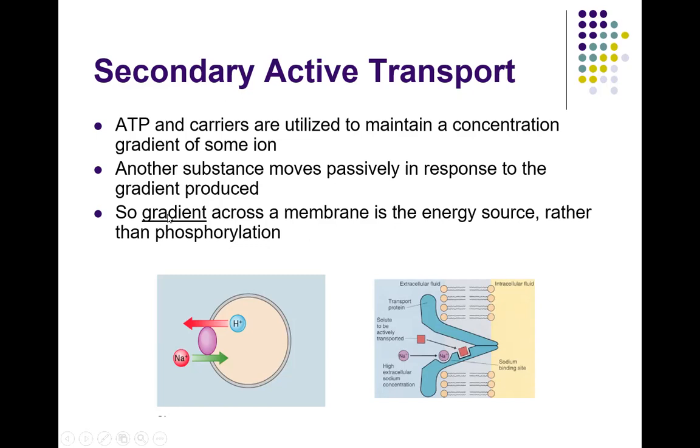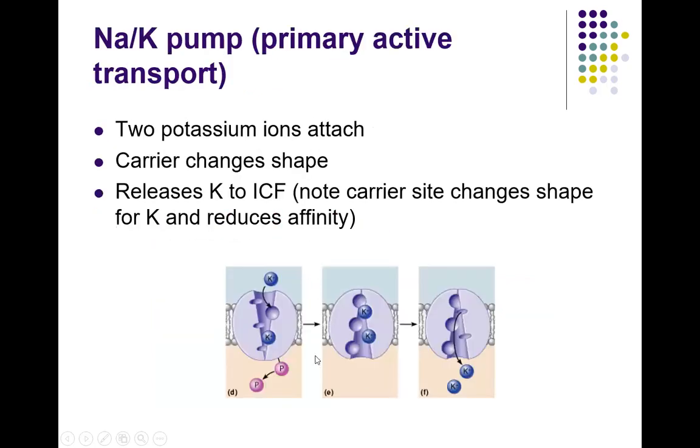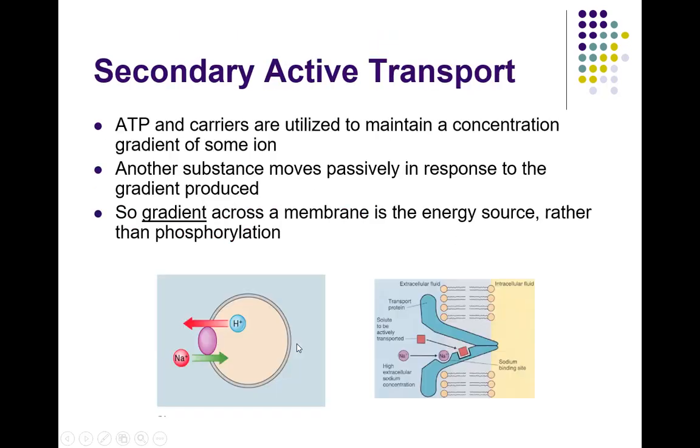So the gradient across the membrane is where the energy was used, rather than phosphorylating the actual molecule that we see here. So when we do this, one substance moves passively in response to the gradient that was produced, and the other substance, like I said, is kind of hitching a ride at the same time.